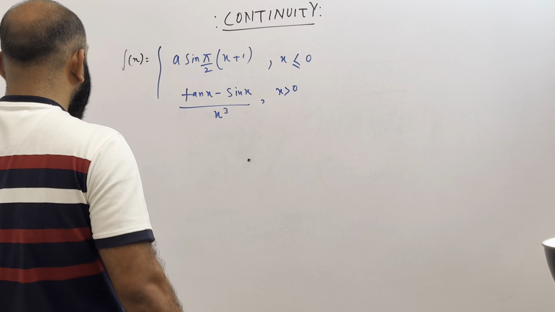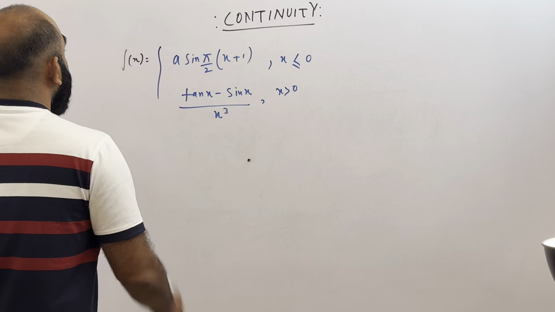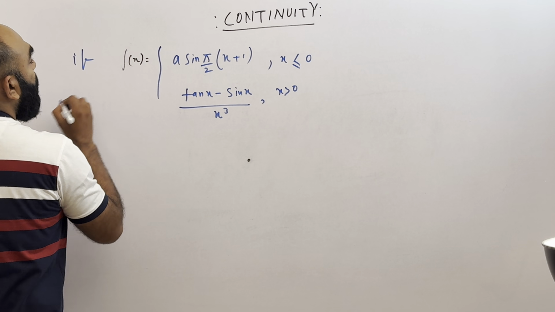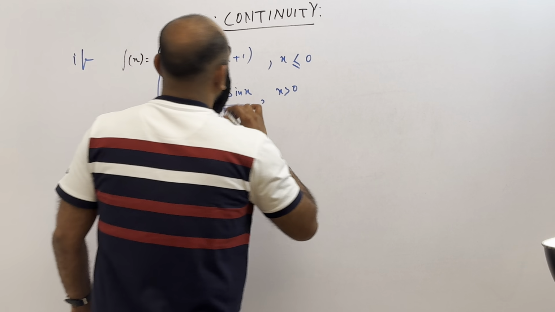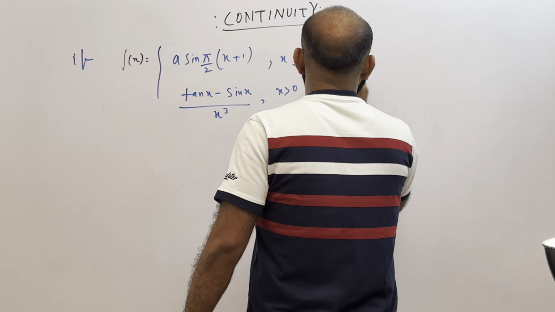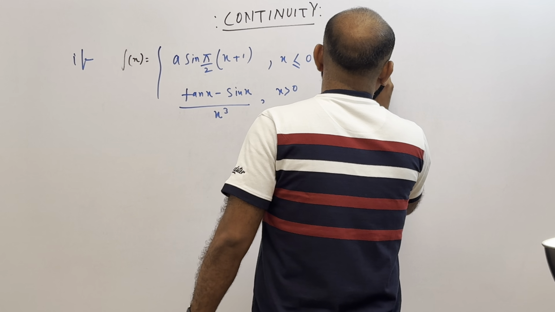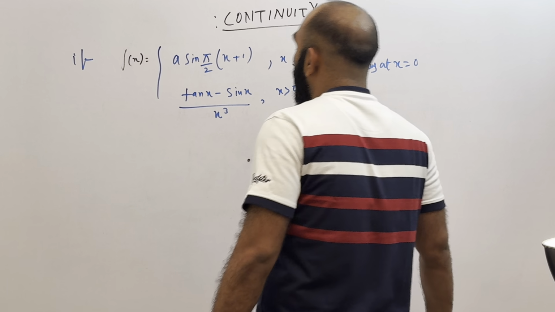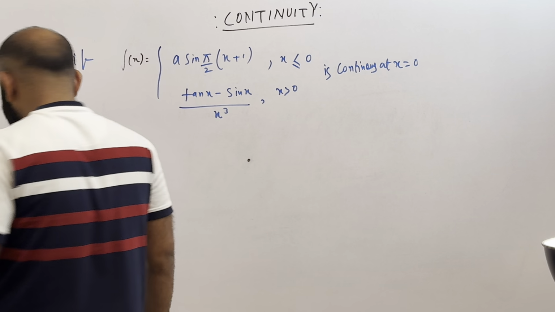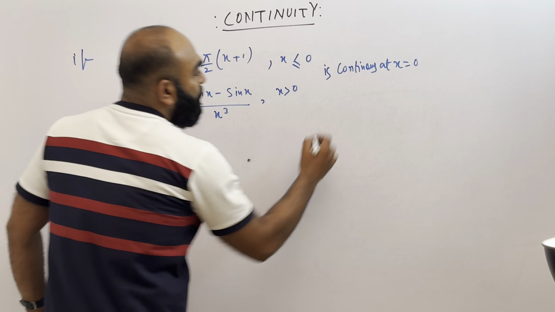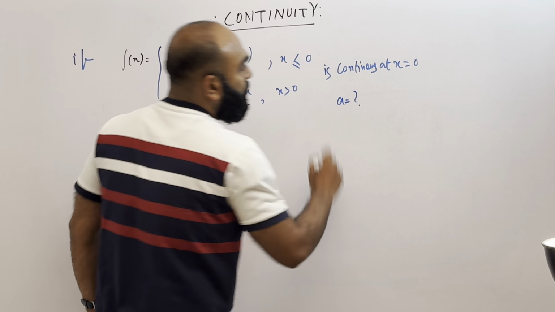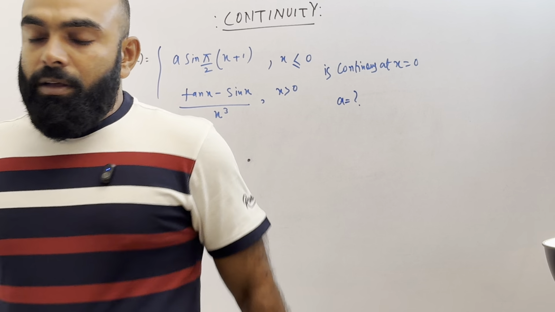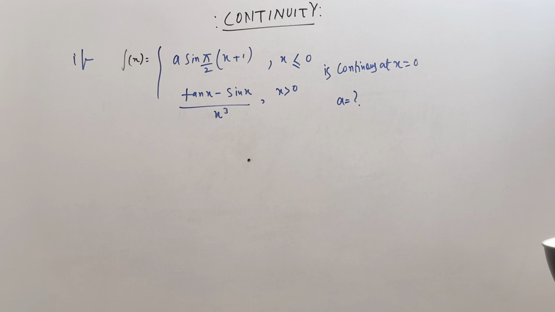And they are saying the given function is continuous. They are saying f of x is continuous at x equal to 0. So we have to find the unknown, that is a. A is the unknown here. So find a. This is my question. Write down the question.